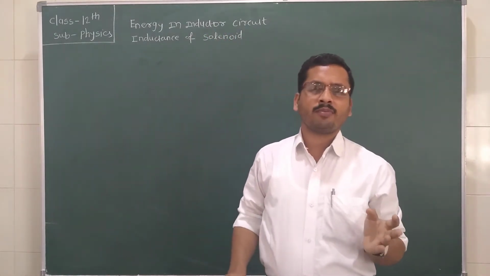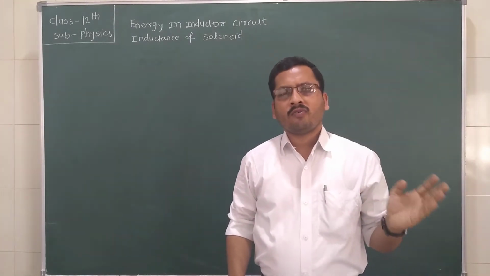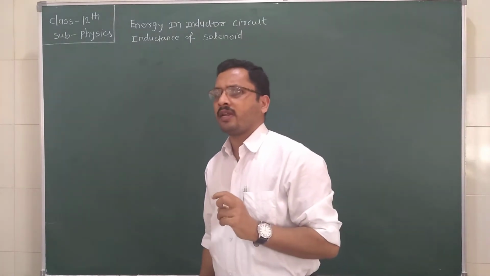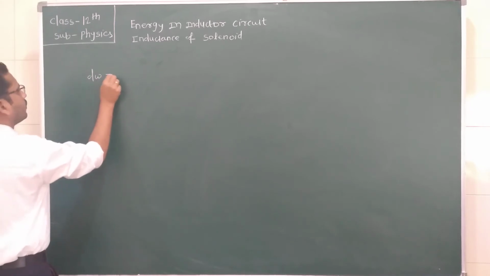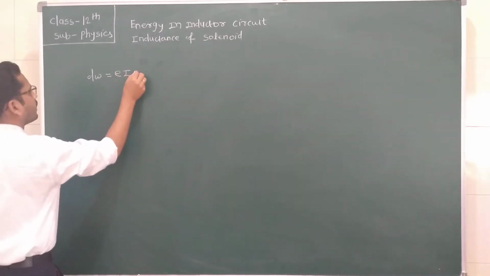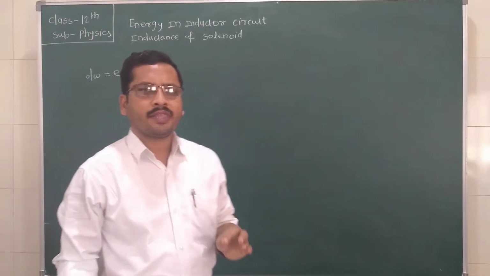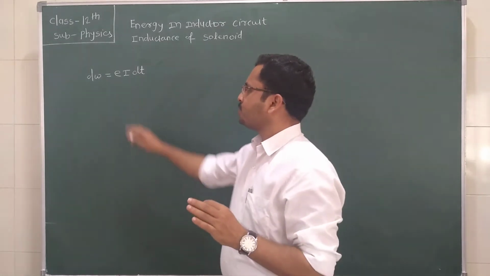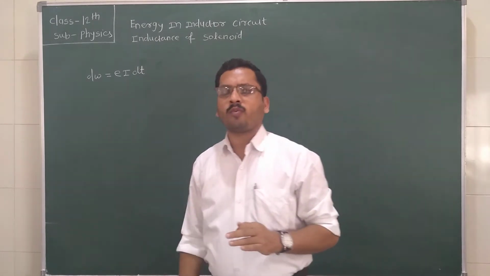So what is the expression for the energy in the inductor circuit? We know the work done in the case of an electrical circuit is dW equal to E I multiplied by dt. This dW is nothing but a small work done when a current I is passed for a time dt. So this is the small amount of work done.